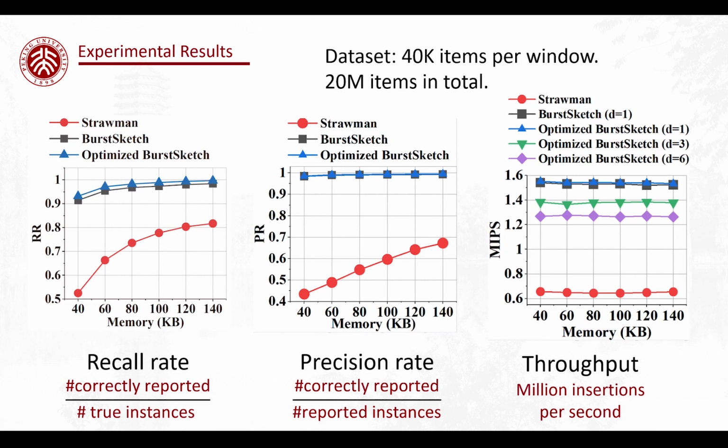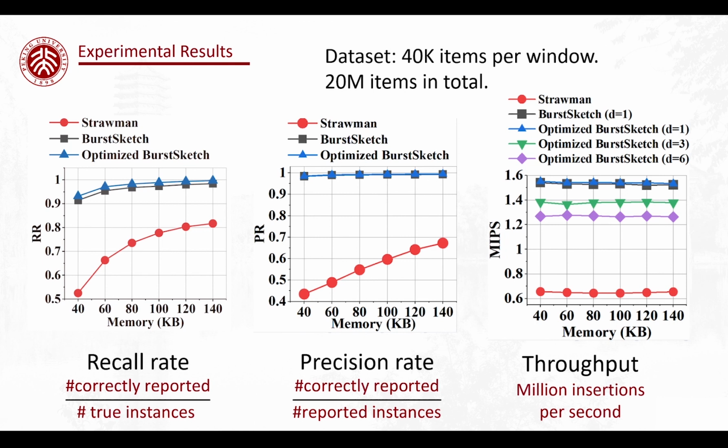We use anonymized IP trace streams from CAIDA as our dataset. The number of total items is 20 million, and we set each window to include 40,000 items. Our metrics are recall rate, precision rate, and throughput. Recall rate is the ratio of the number of correctly reported instances to the number of true instances. Precision rate is the ratio of the number of correctly reported instances to the number of reported instances. Throughput is million insertions per second.